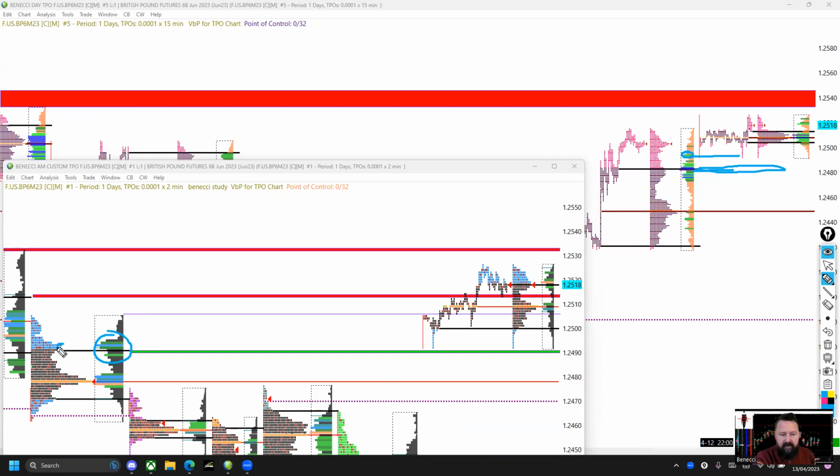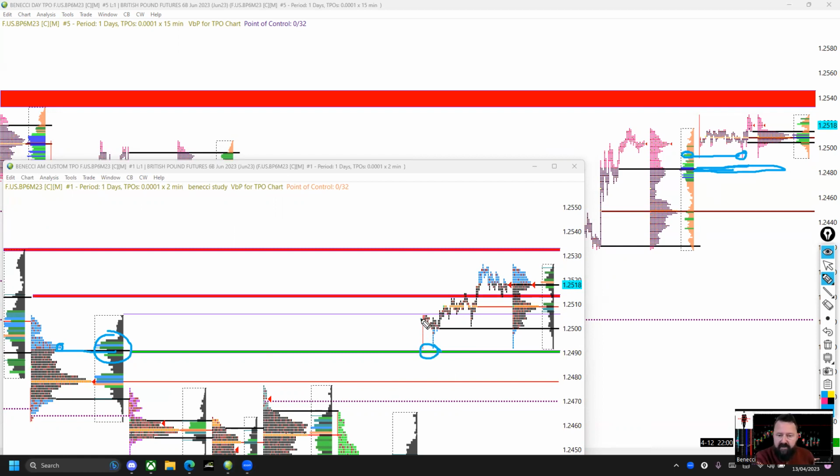So we had a volume cluster here at the edge of the ledge and the value area. So this was my point of interest, which is there, a few pips above this value area on the daily. So this became my imminent, more important point of interest.